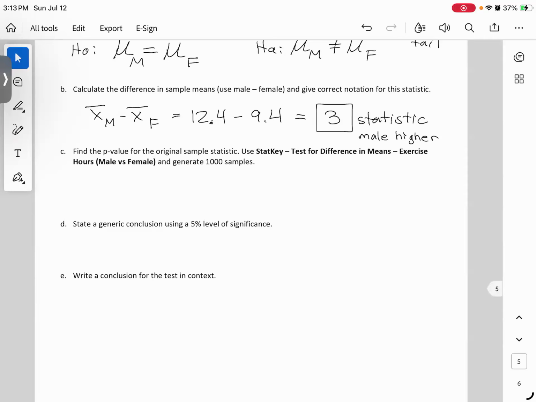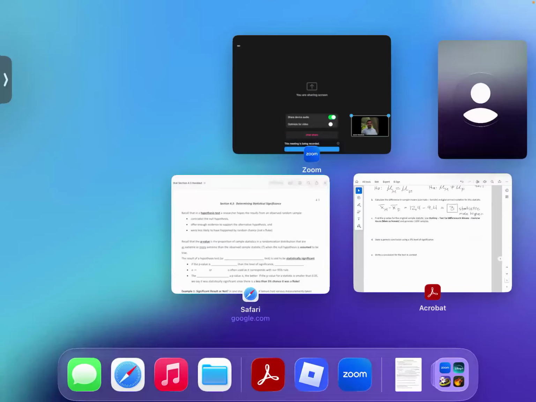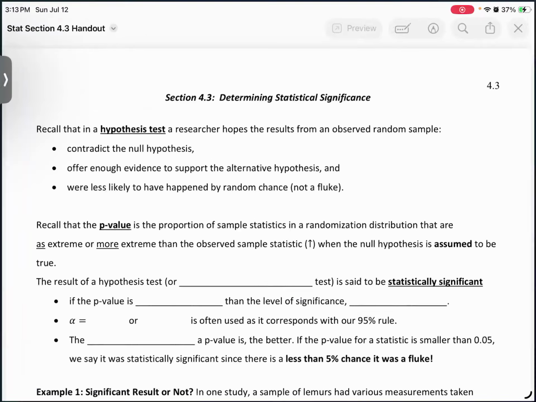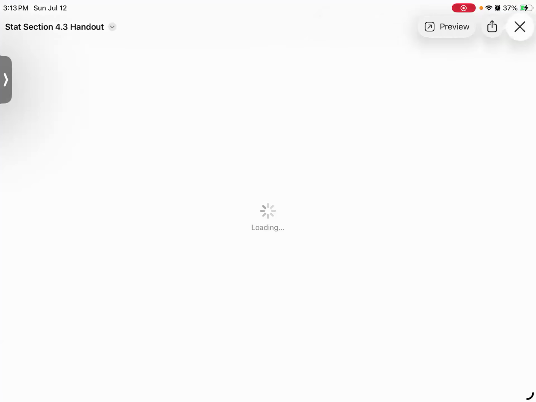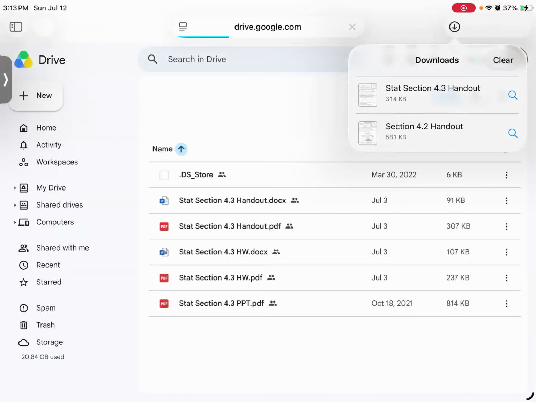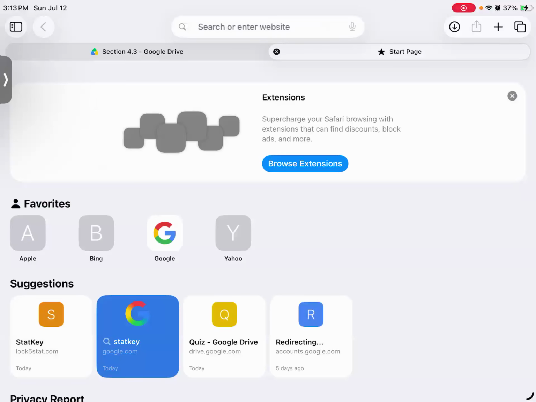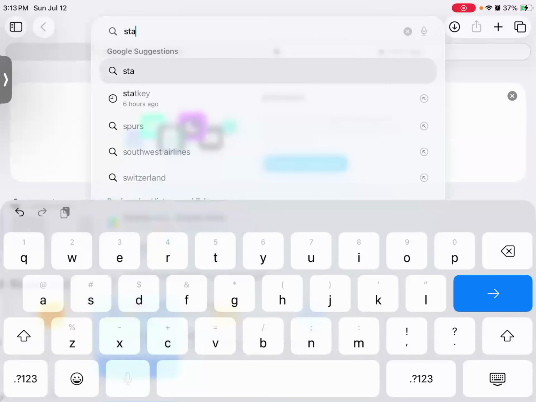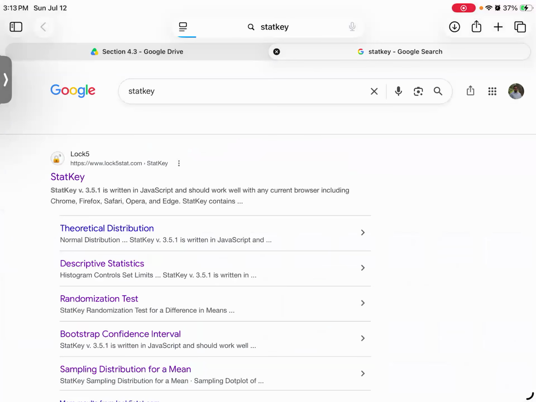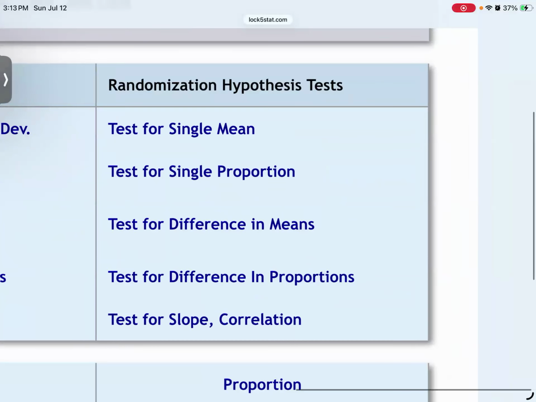Now, because of this being StatKey, and because of this being based off a randomization, you and I will not get the exact same p-value, but they should be pretty close. So let's go over to StatKey. This is our chapter 4 stuff. You could see the one that's got tests for difference in means because we're doing mean for female versus mean for male.